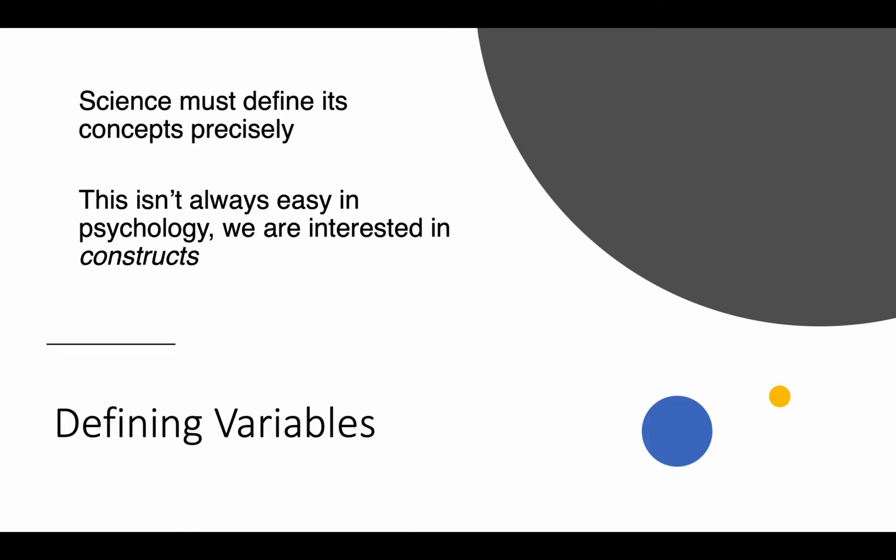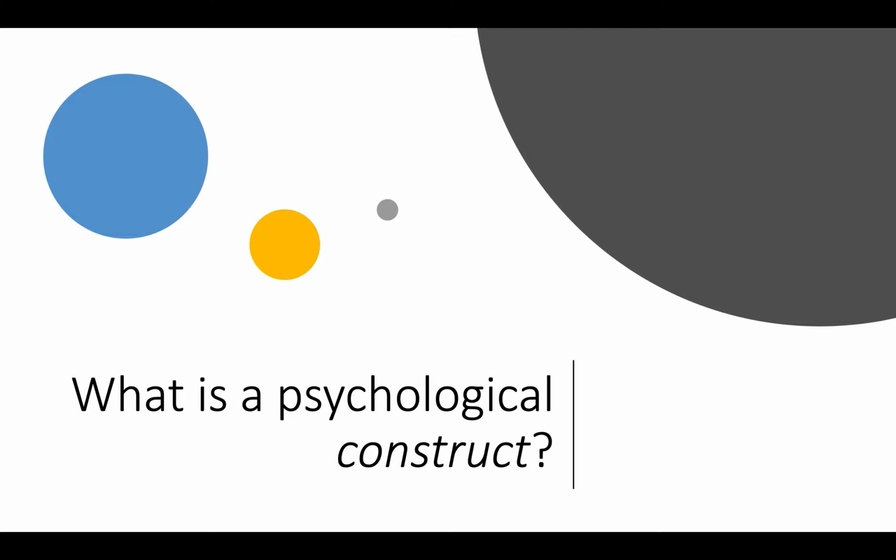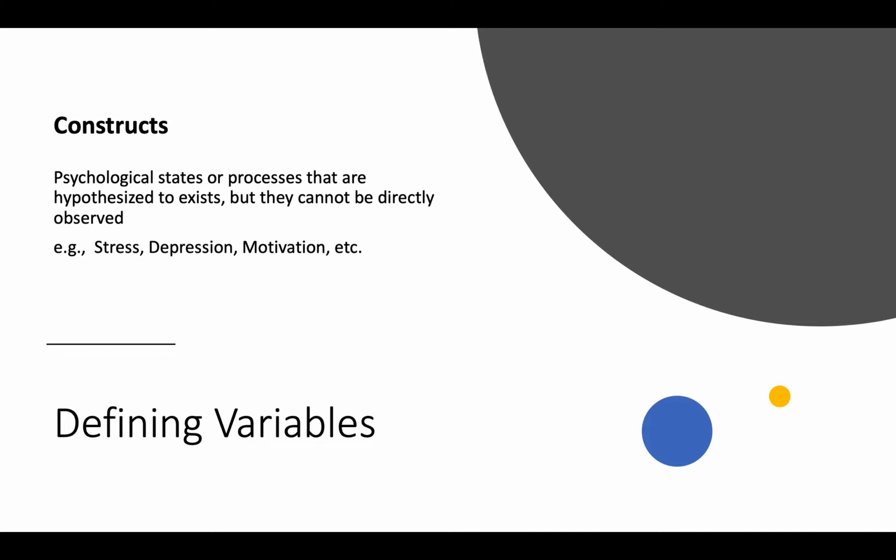Well, we've talked about before how defining and measuring things in psychology is a little bit more tricky, right? It's harder to measure behaviors and emotions. This is because most of these things, and most things in general that we measure in psychology, are what we call constructs. So take a second and think about what a construct is. A construct is a psychological state or process that is hypothesized to exist, but it can't be directly observed.